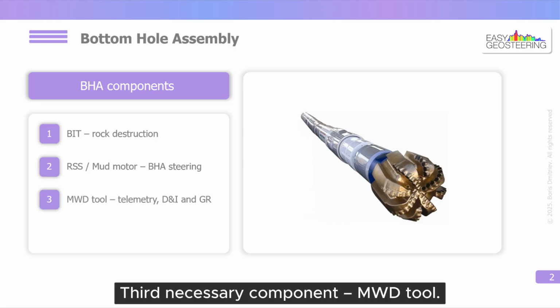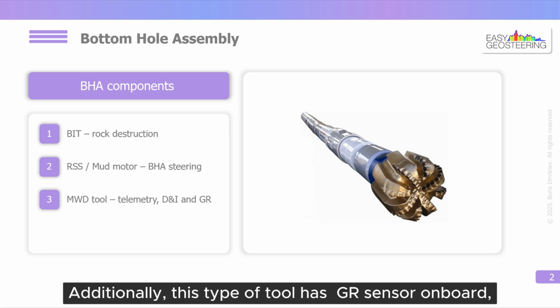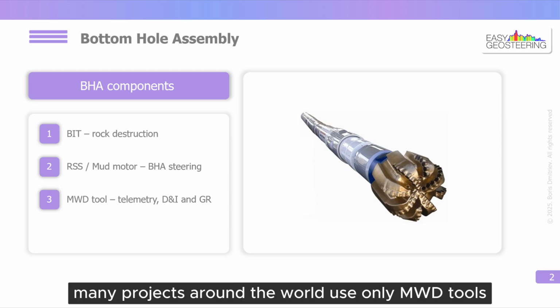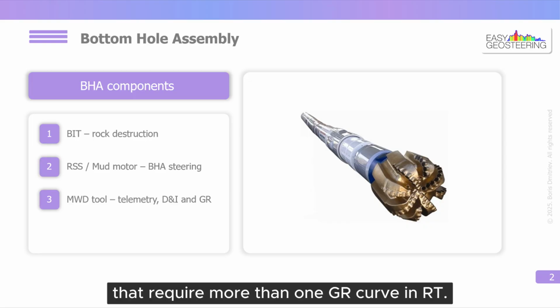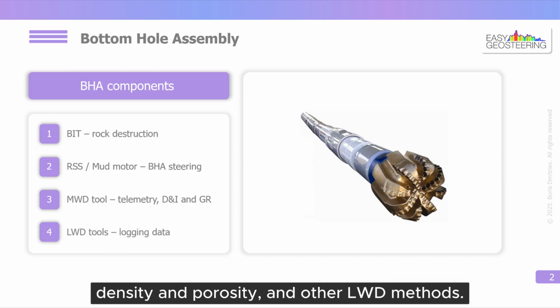Third necessary component, MLWD tool. Its main function is to transmit all downhole data to the surface and also measure inclination and azimuth to define the trajectory. Additionally, this type of tool has gamma-ray sensor on board, making this equipment universal. Many projects around the world use only MLWD tools without the need for LWD. However, there are a lot of projects that require more than one gamma-ray curve in real time. That's why we use resistivity, density, and porosity, and other LWD methods.